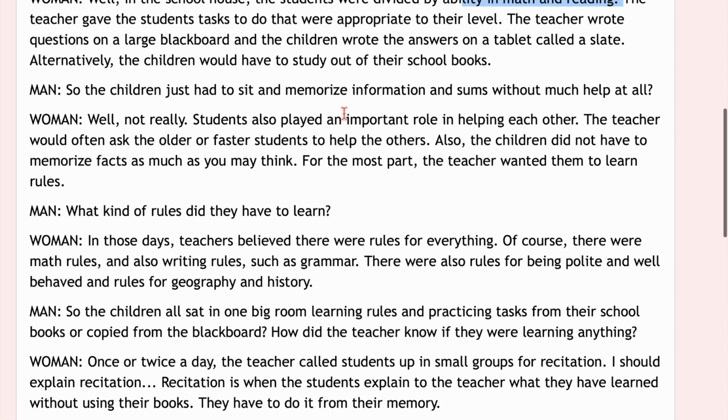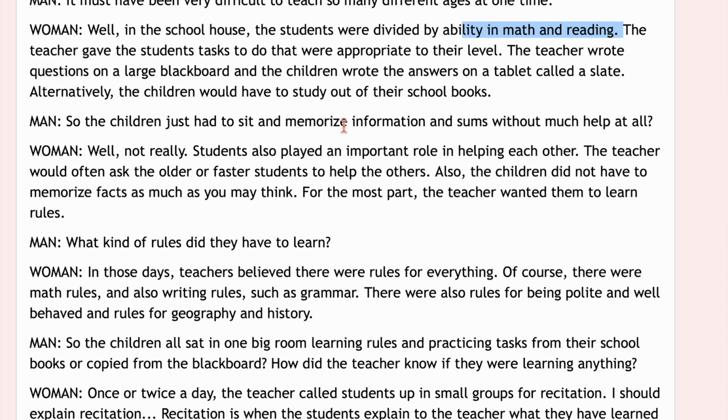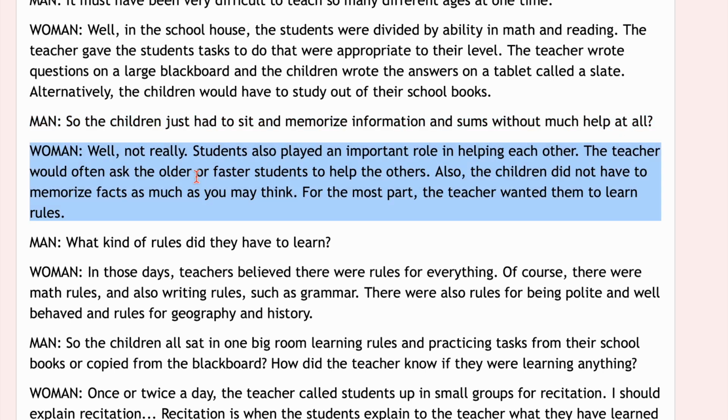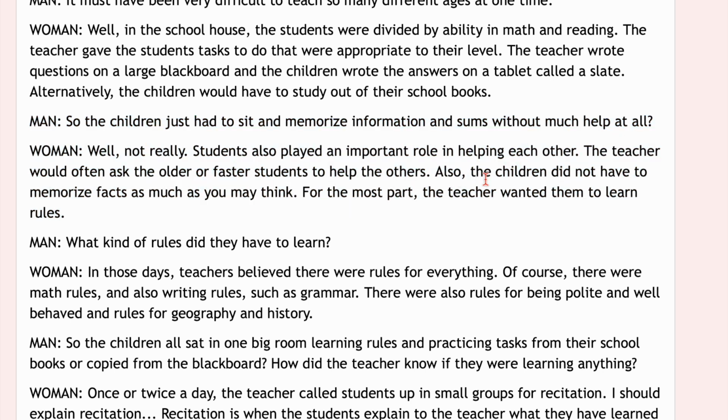So, the children just had to sit and memorize information and sums without much help at all? Well, not really. Students also played an important role in helping each other. The teacher would often ask the older and faster students to help the others. Also, the children did not have to memorize facts as much as you may think. For the most part, the teacher wanted them to learn rules.